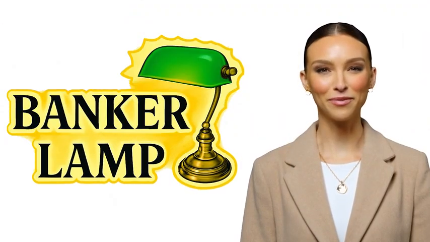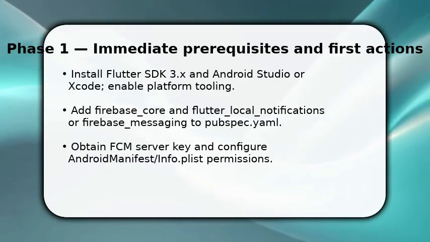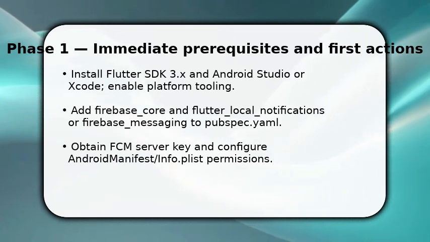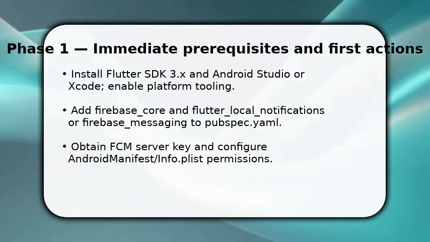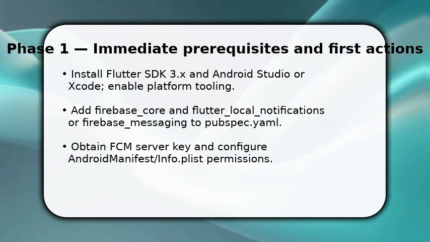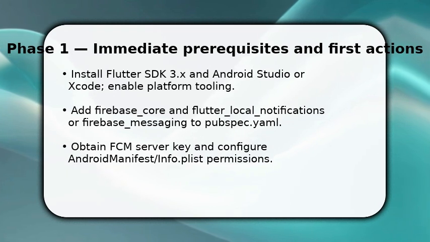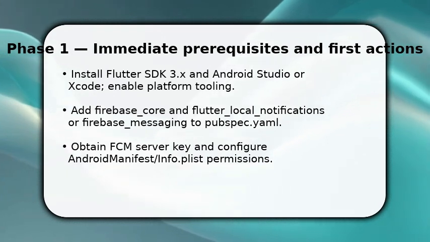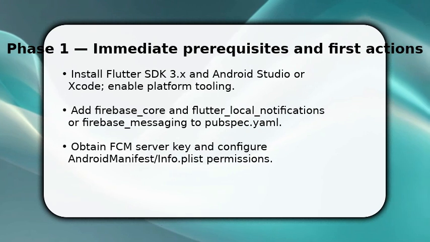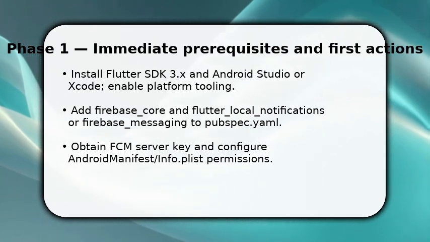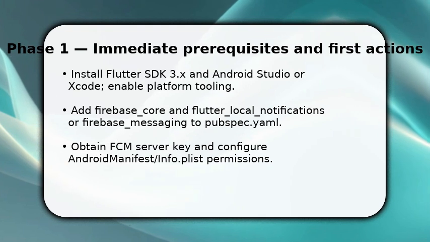Please enjoy the video. You will begin by preparing the minimal prerequisites so the code runs. First, add Firebase Core plus either Flutter local notifications for local alerts or Firebase messaging for push, update pubspec.yaml and run flutter pub get. Next, configure Android manifest and Info.plist permissions for notifications and battery exemptions.